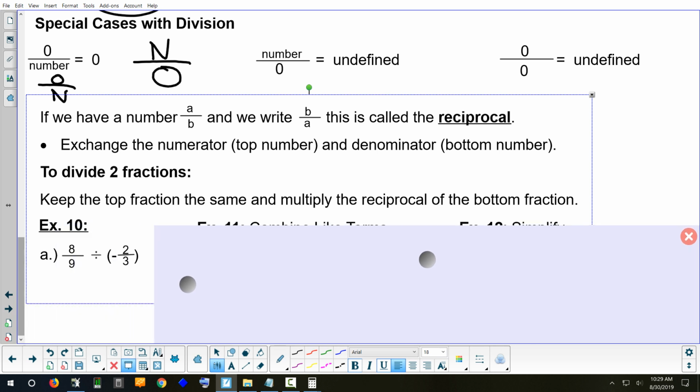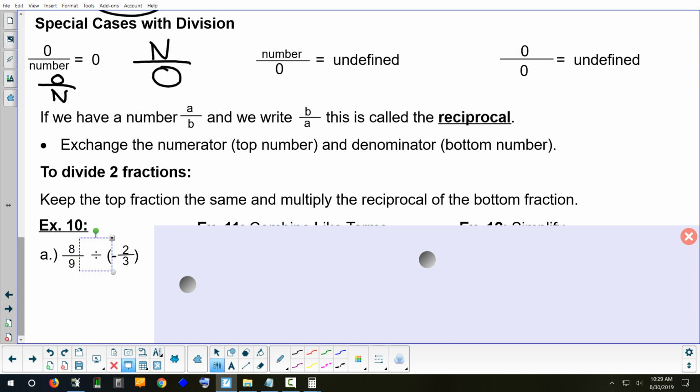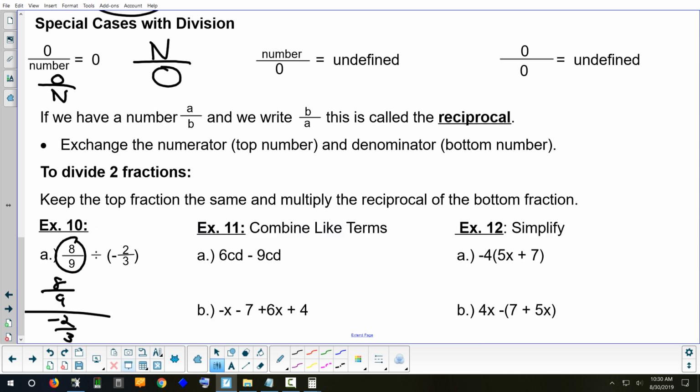All right? So rather than try to explain that definition more, let's just try to do it with an example. Okay. We have 8/9 divided by -2/3. It says keep the top the same. The first one is the top, right? You could kind of think of it, pretend it was written like this. 8/9 divided by -2/3.